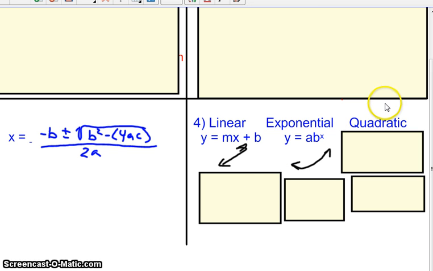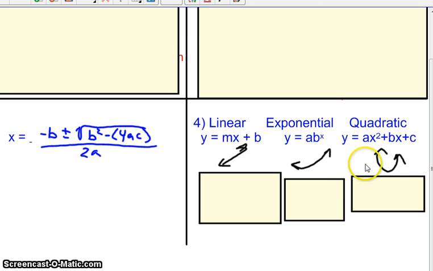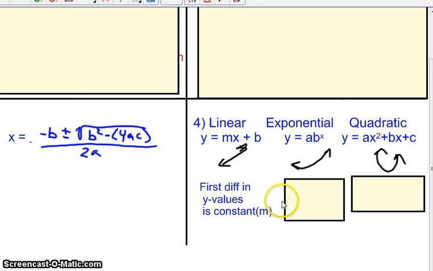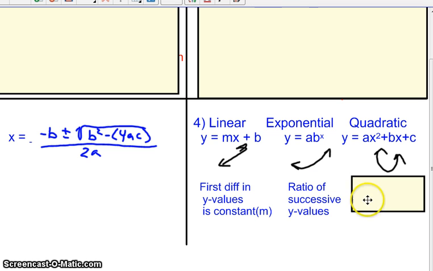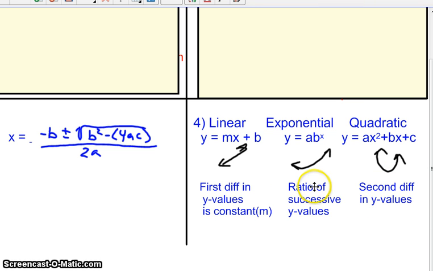Okay, and so it's like a C shape, right? And the exponent is the x. Exponential. Quadratic, show me with your arms. Touchdown. And there you go. So remember we said that you can find these given to you 3 ways.